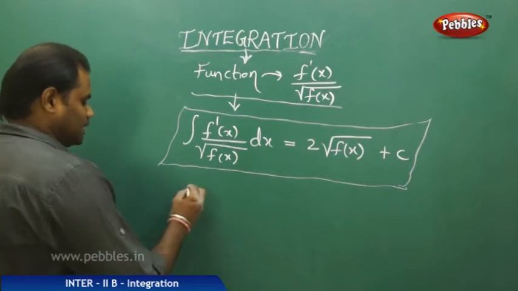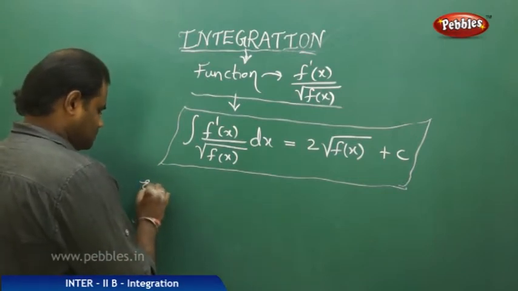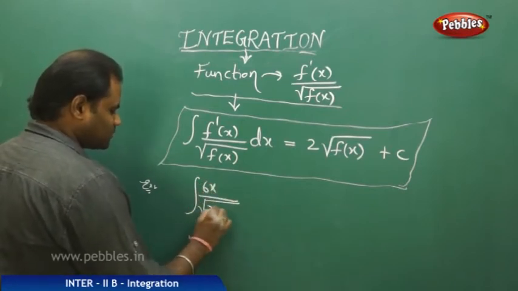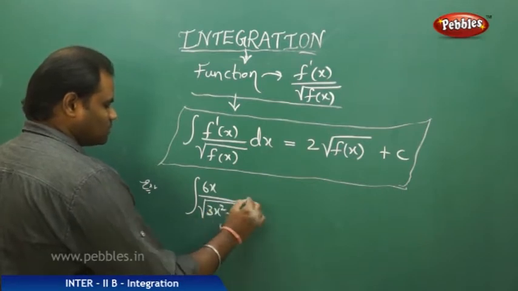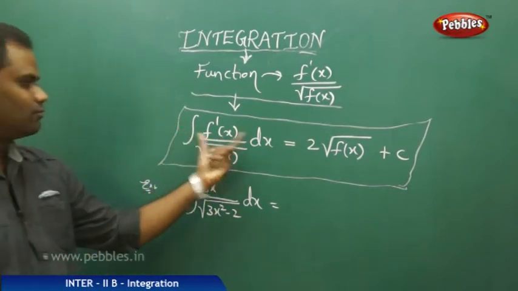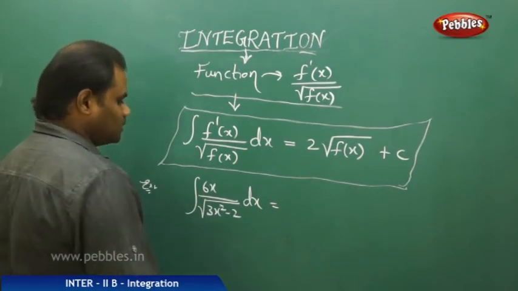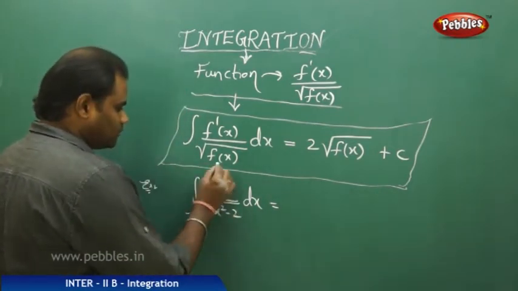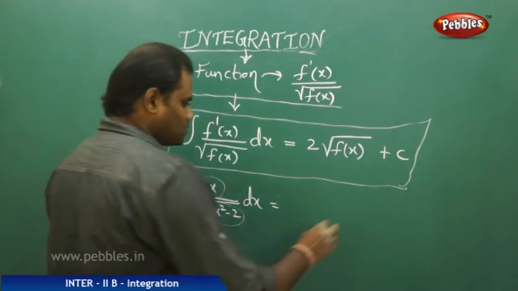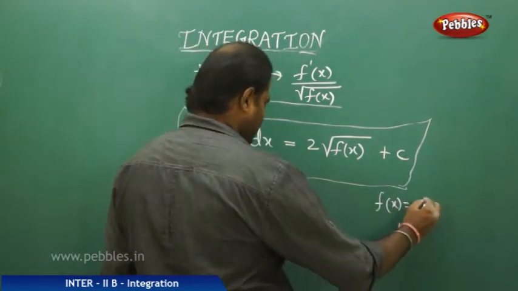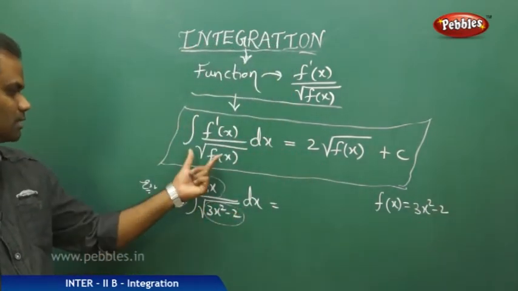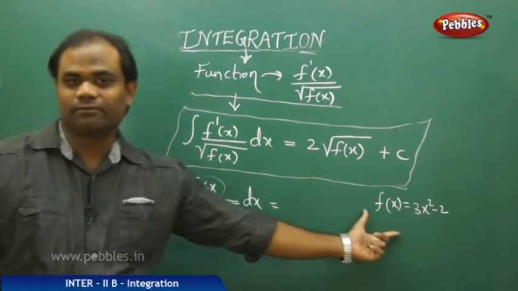Say, for example, I have integral of 6x by root of 3x square minus 2 dx. Then let's see if this particular function is in the form as taken in the formula. So here clearly I take the function inside the root as f of x, and let's see if I get f dash x to be the numerator. So the function inside the root is f of x, which is 3x squared minus 2. I don't take the root because only the function inside the root is considered as f of x.